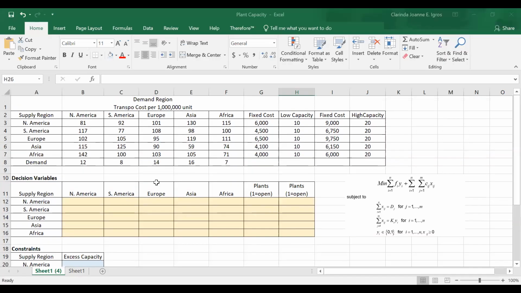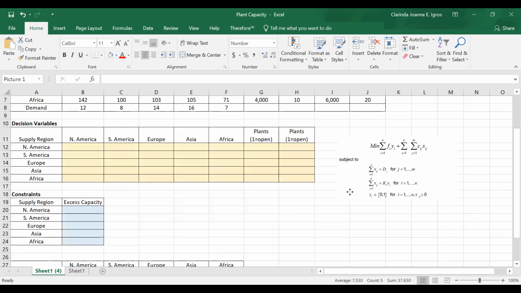So this one, sir, is an example. Can you see the Excel file, sir? Yes. Okay. This is the tabulation of the cost per demand region, wherein there are 2 plants that can accommodate low capacity and high capacity. Each plant capacity has its fixed cost, this one, and for the high capacity, this one.